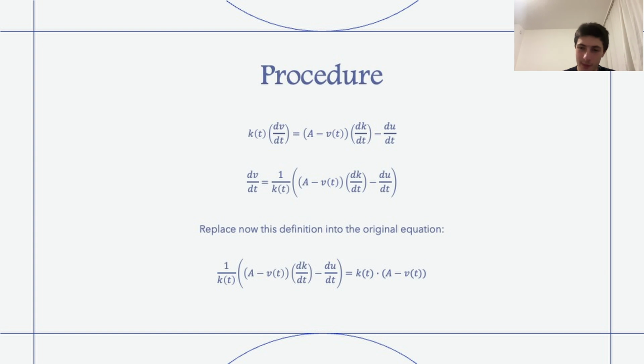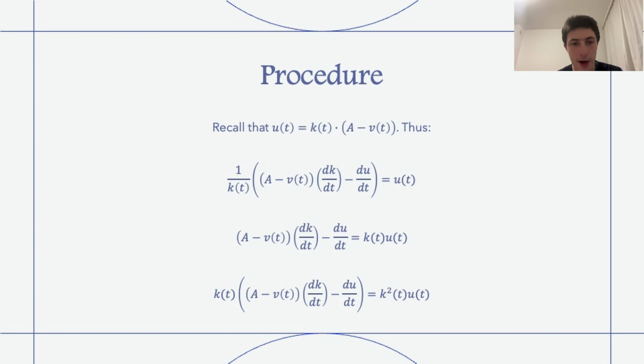So this is the procedure. We then replace everything. When we found dv over dt, we replace it back into the original equation. And we know that the right hand side is just equal to u of t, right? So that's a cool condition. Then we bring k of t to the other side, and we multiply both the right hand side and left hand side by k of t.